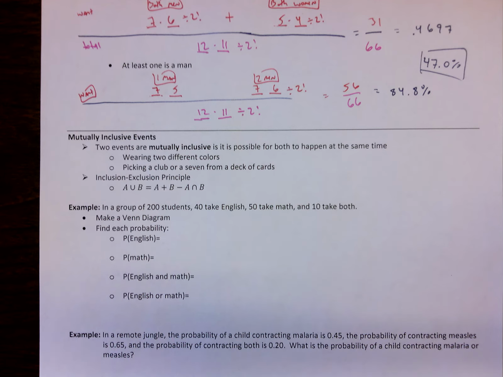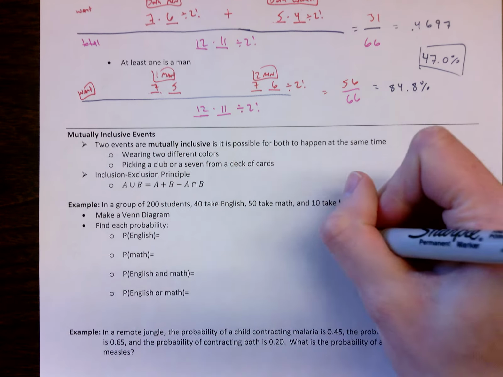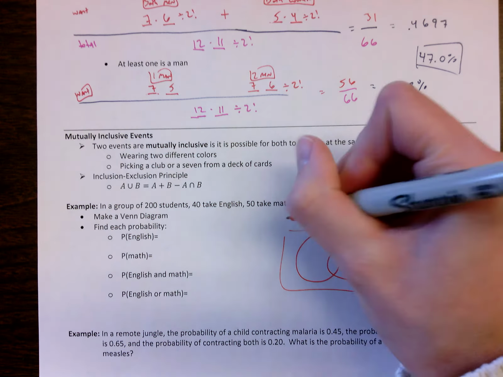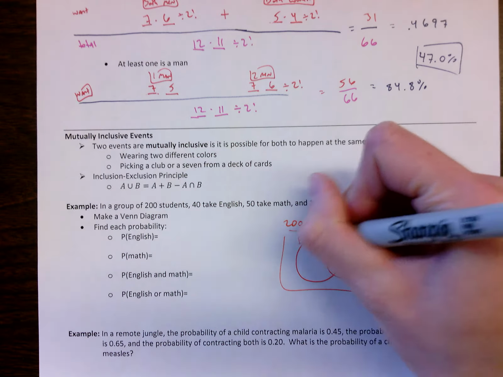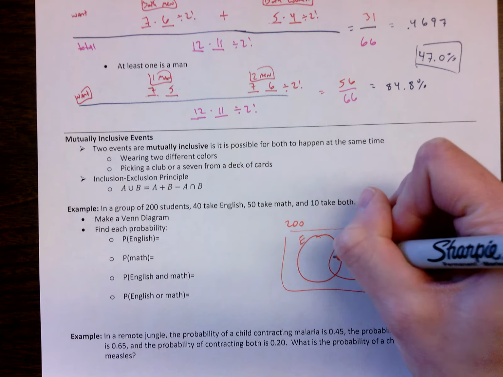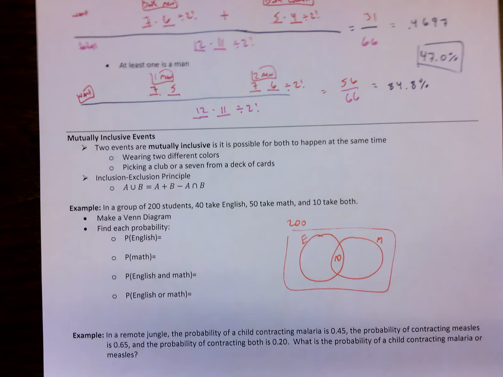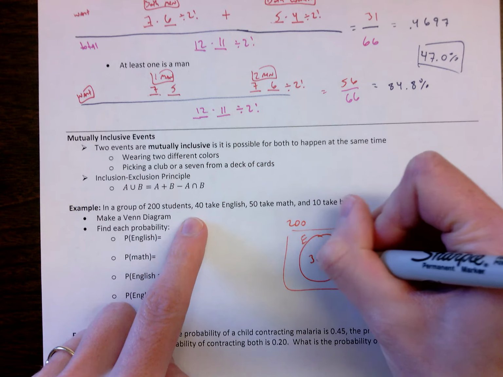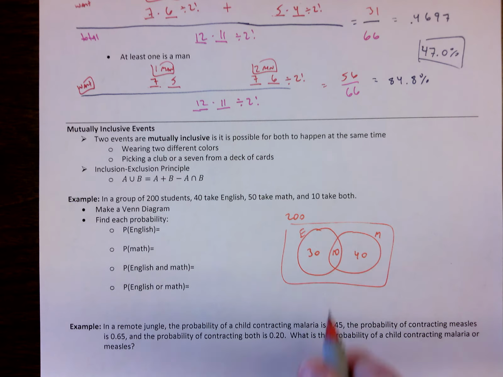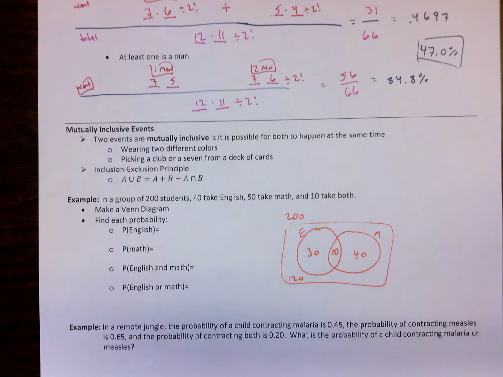Okay, so this one we got 200 students, 40 take English, 50 take math, 10 take both, right? So if I make my Venn diagram, okay, so 200 students, here's my English circle, here's my math circle. Okay, I know that jumping to the end, 10 of them take both, so I can put that there. So if 40 of them take English, that's 30, and if 50 of them take math, that's 40. Okay, and then from there, this would be a total of, let's see, 40, 80. So that leaves 120 people who don't take either English or math, which seems unlikely.